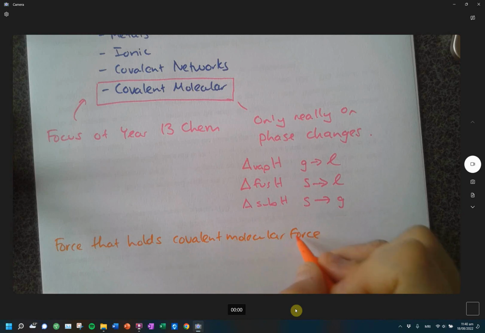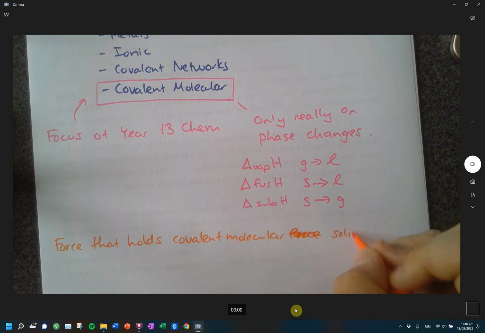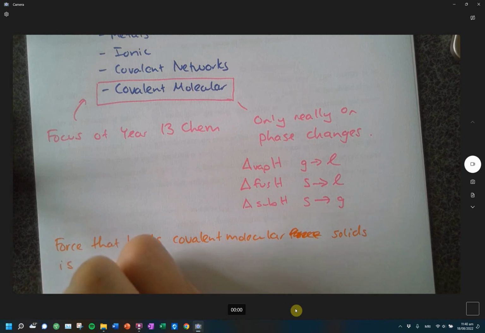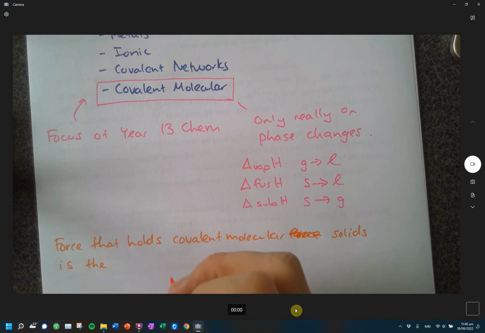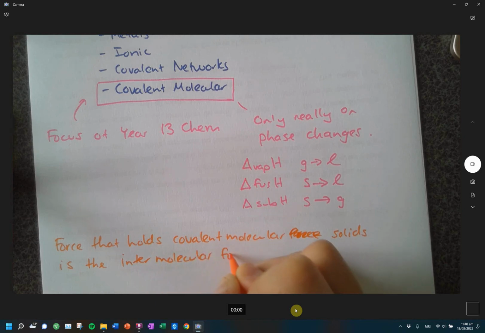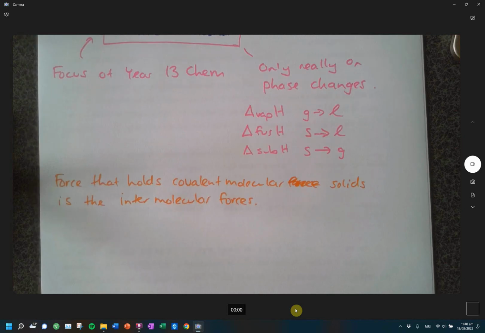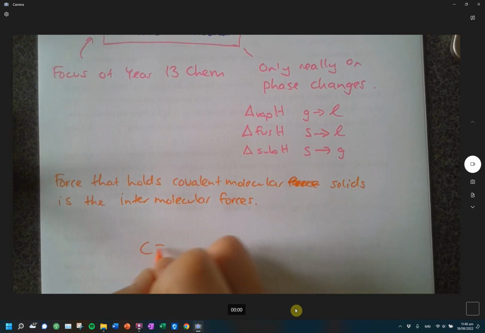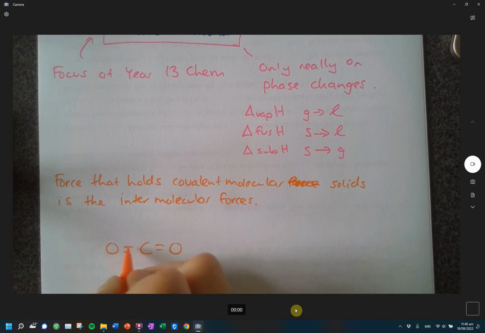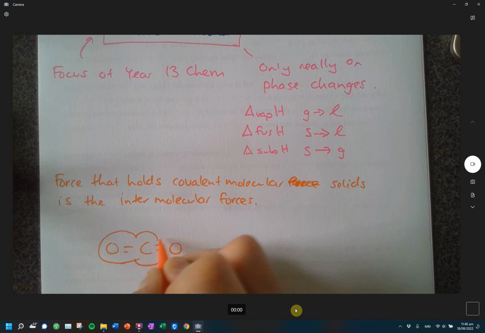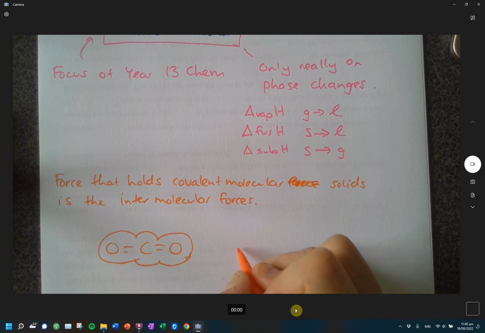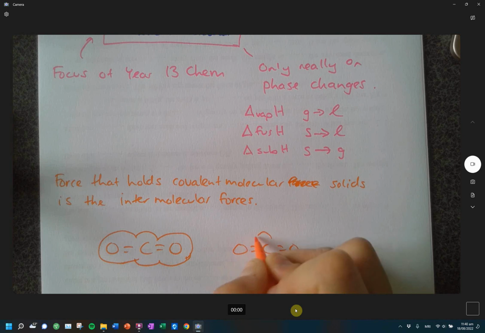Covalent molecular solids are held together by intermolecular forces. Do you remember what that means, or should I draw some molecules and show you what I mean? Okay. So let's say, for example, we had carbon dioxide. Actually, I might draw them as kind of being a bit more molecule-like. So that's carbon dioxide as a molecule, and there's another carbon dioxide in molecule form.